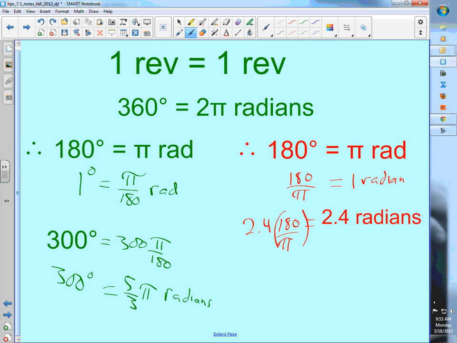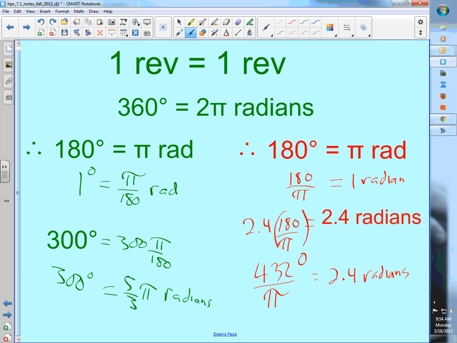I'll give you these conversions here in a moment. So what is 2.4 times 180? 432 over pi degrees is equal to 2.4 radians. How are we doing?